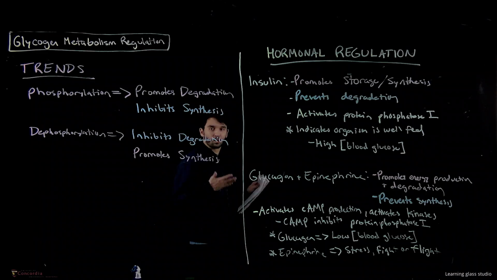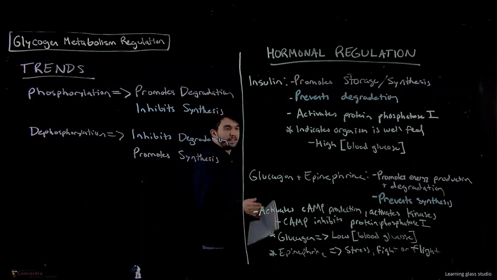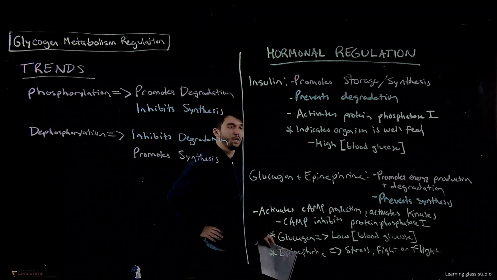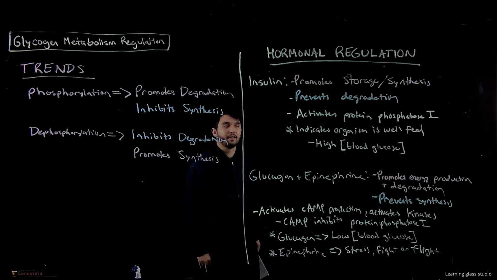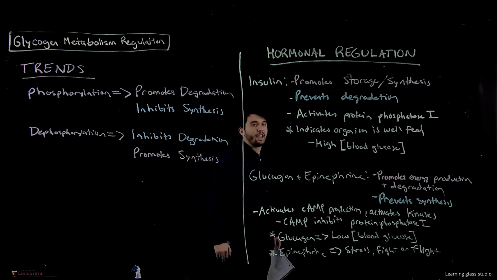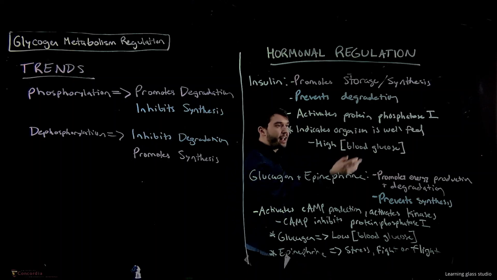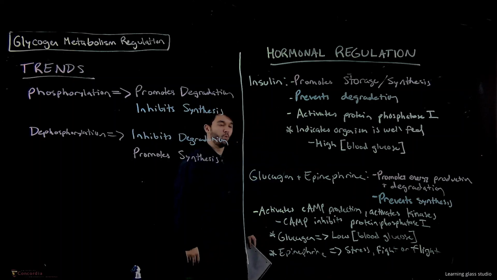So what is the reason behind this? Insulin indicates high blood glucose. It indicates an organism is well fed. If you have a lot of blood glucose, you want to lower that. And one way to do that is by activating glycogen synthesis, activating the storage of glucose. So thus it will activate glycogen synthase and inactivate glycogen phosphorylase through the activation of protein phosphatase 1.